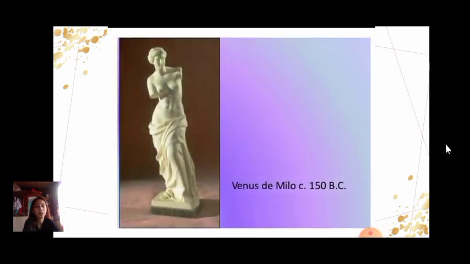Venus de Milo, 150 before Christ. Painters like the female nude figure just because to them physical beauty was the symbol of moral and spiritual perfection. Thus, they portrayed their gods and goddesses as possessing perfect human shape.